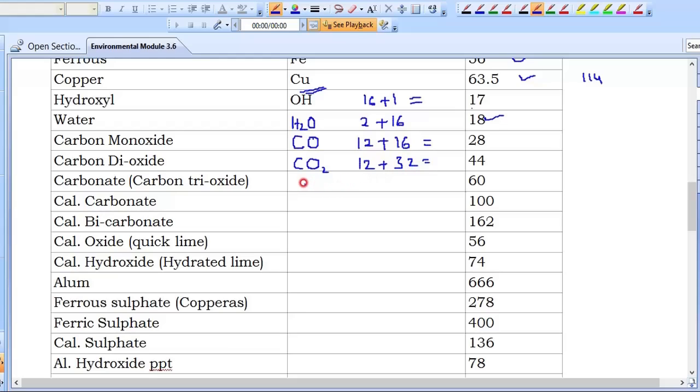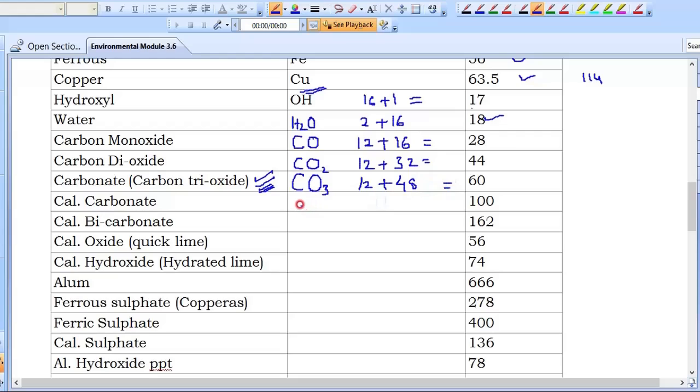Then carbon trioxide. Carbon trioxide we also call it a carbonate ion. Okay, this is very important, very important for water treatment. Then CO3 is what? Carbon is 12 and 16 into 3 is 48, and 48 plus 12 is 60.